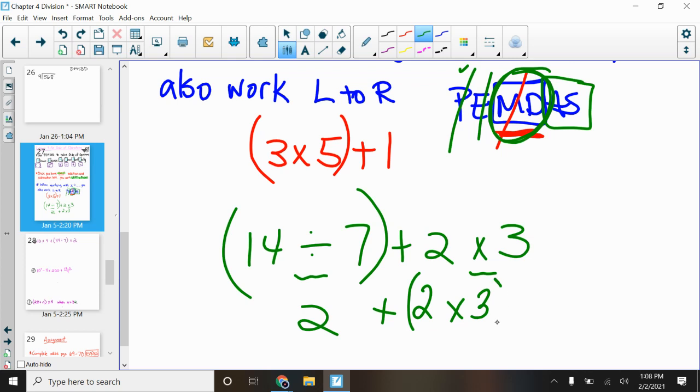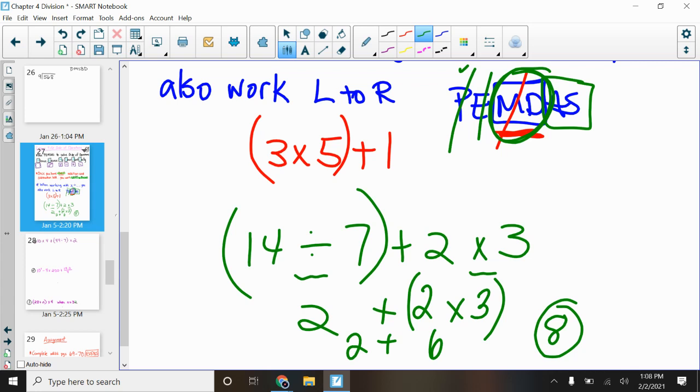2 times 3, which is 6. Bring down what's left. What's your final answer to this going to be? 8. Okay. This is starting to seem like it's making a small amount of sense. What? A lot of sense.